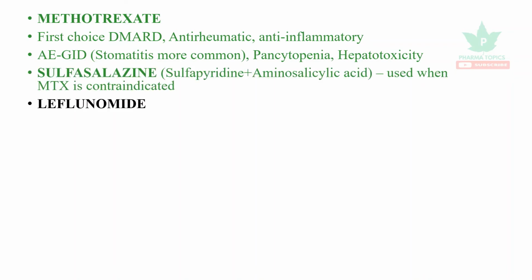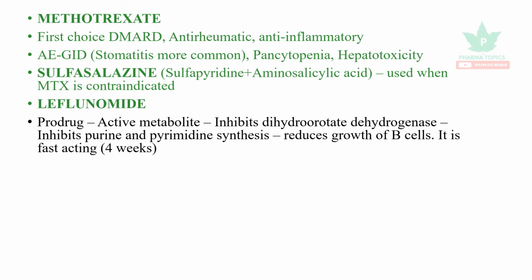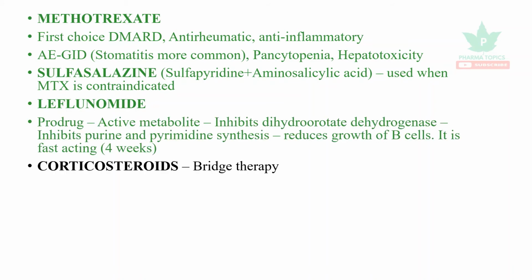The next drug is leflunomide. It's a prodrug. Its active metabolite inhibits an important enzyme, dihydroorotate dehydrogenase, which is involved in the purine and pyrimidine synthesis, which reduces the growth of B cells. It is the fastest acting drug. It takes around 4 weeks to establish its effect, whereas methotrexate takes a longer period. Till that time, the corticosteroids can be given as a bridge therapy.